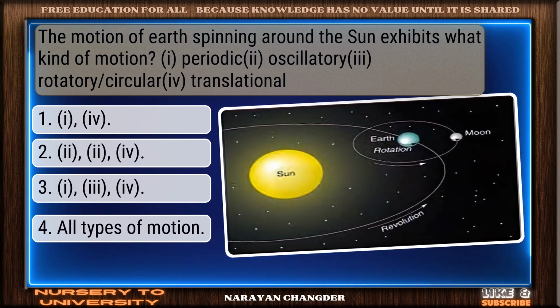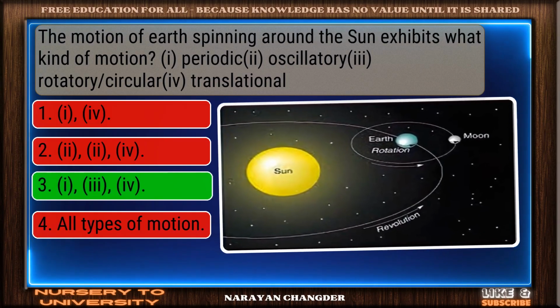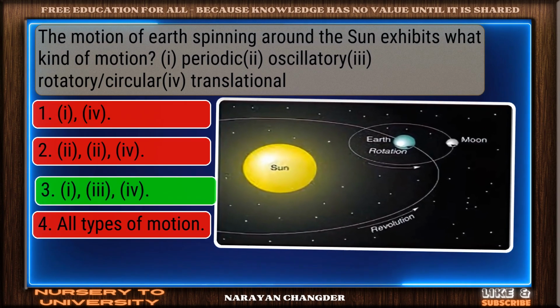The motion of Earth spinning around the Sun exhibits what kind of motion? Periodic, oscillatory, rotatory, circular, translational. Perfect is the correct choice.